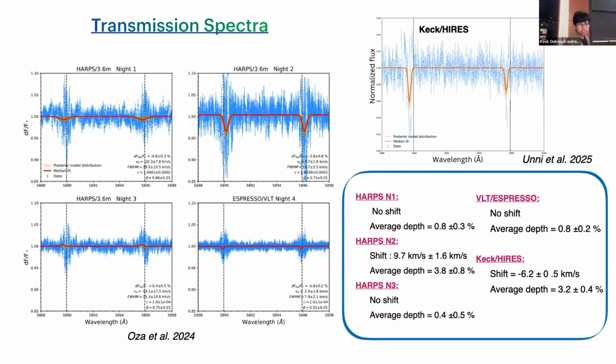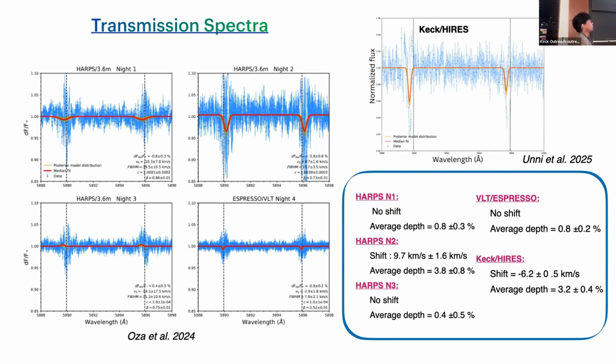Coming to the results. These are the transmission spectra of the first 5 observations. The solid line is the best fit model to the data, and the vertical dashed lines are the expected position of the line when it is coming from the planet atmosphere. Overall, what we can see is that the strength of the signal, both D1 and D2, and the position, are varying from observation to observation.